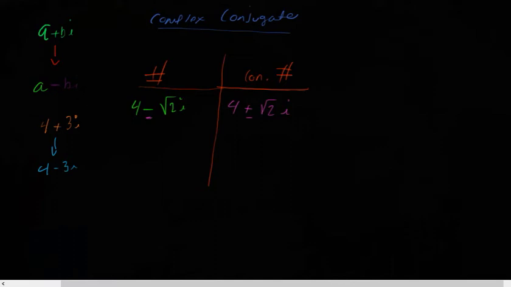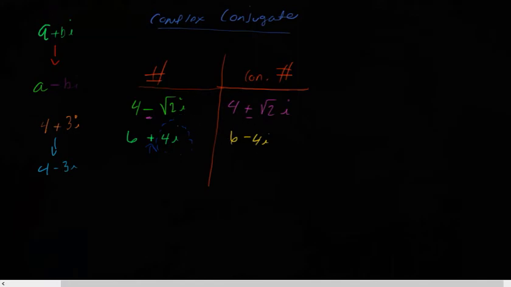Okay, let's get another example here. Let's say 6 plus 4i. Let's find the imaginary part. The imaginary part is this right here. So we know where the imaginary part is. Now let's change the sign of this. The opposite of that will be 6 minus 4i. So that's basically how we're looking at this complex conjugate thing here.